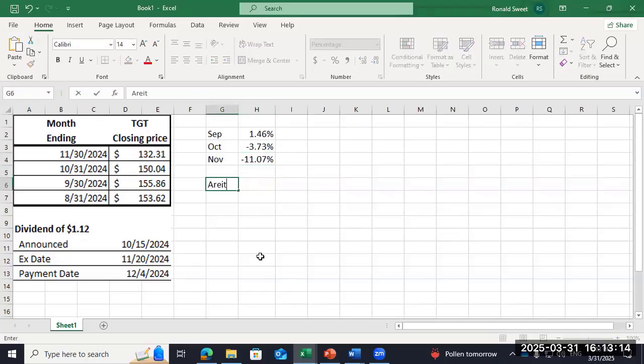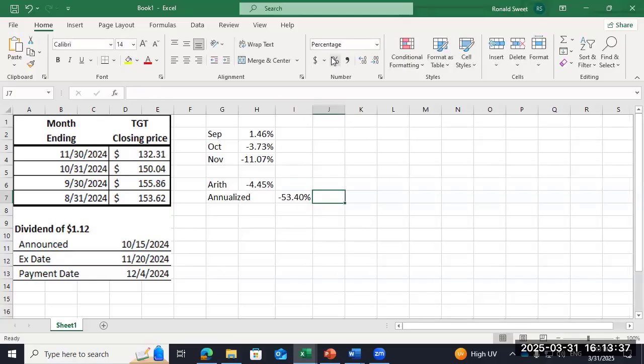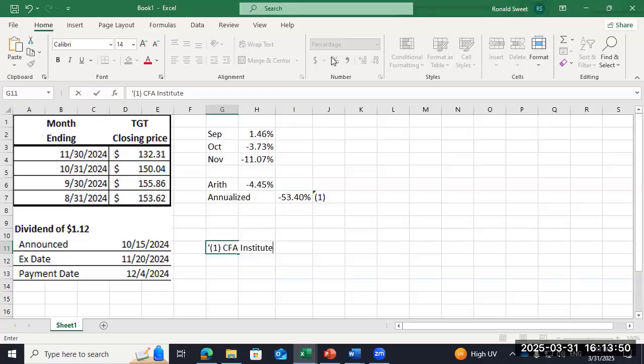And then you do the arithmetic average. Here, pretty simple: 0.0146 minus 0.0373 minus 0.1107, divided by 3. And then you annualize. It's going to be minus 0.0445 times 12. And then you put a footnote. The CFA Institute does not allow annualizing periods less than a year, so you're not actually supposed to do that.